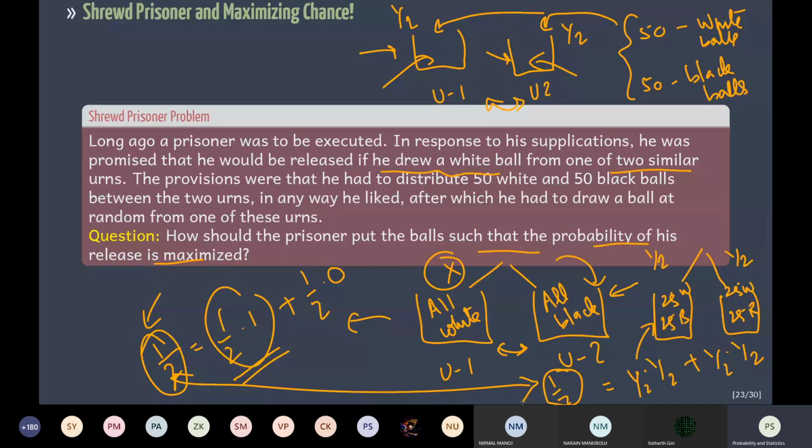So you think about this. You can think iteratively. You may put all white and all black, start from there and see how the probabilities can be changed by moving balls around.